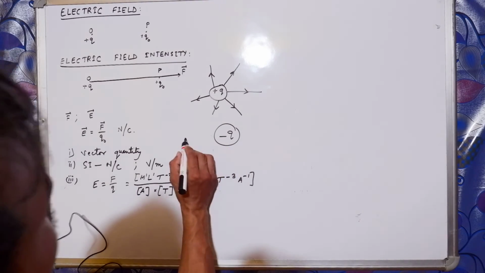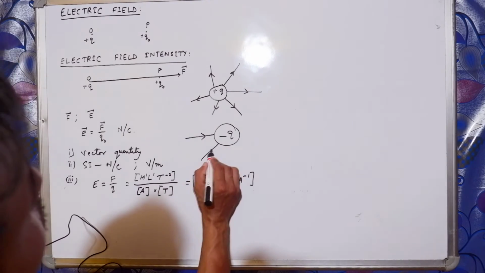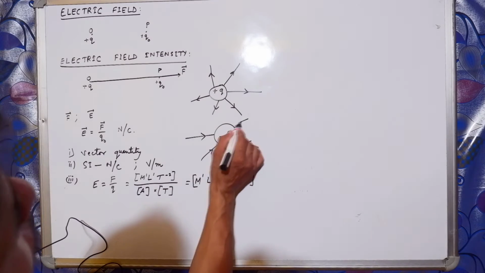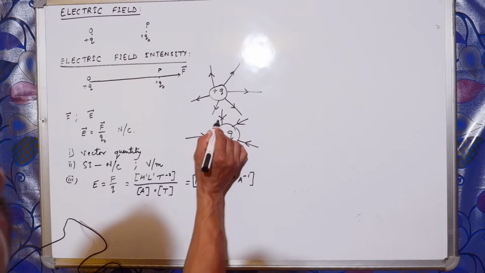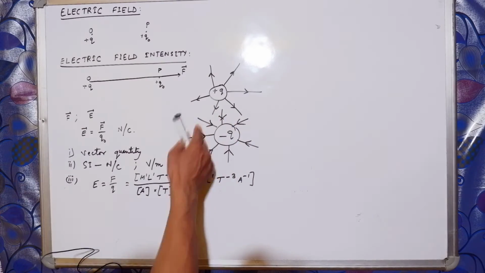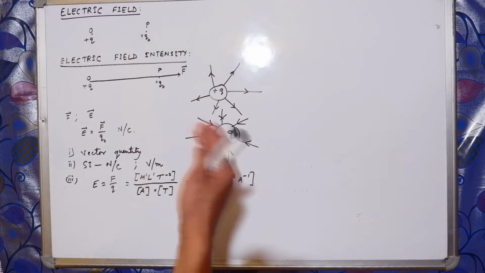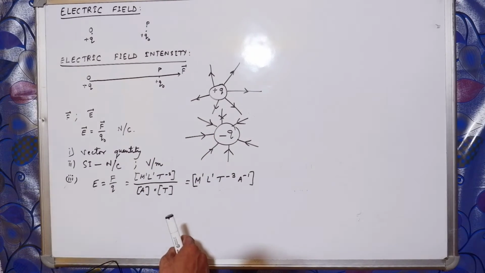Similarly here, if it is negative, then the electric field will come from infinity and end up in the charge like this. So in both cases, all these lines that you have seen here are called electric field lines. Now we will learn something about electric field lines.